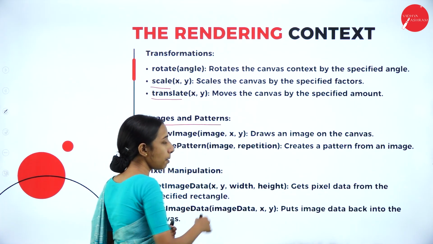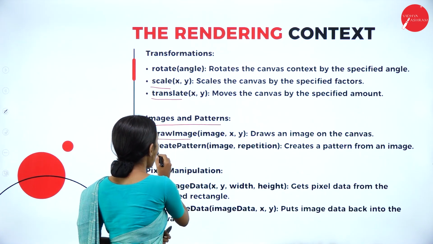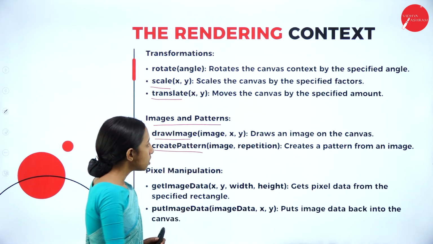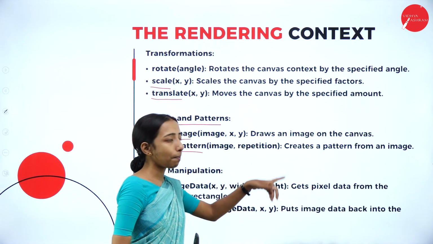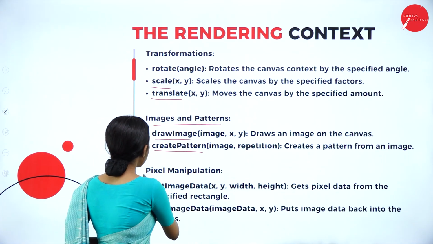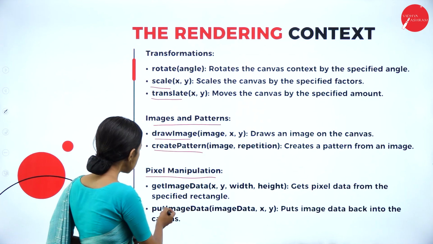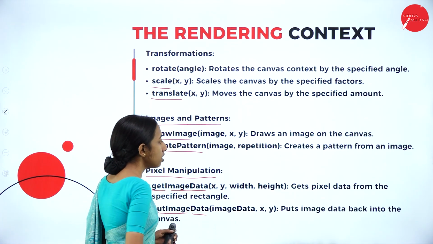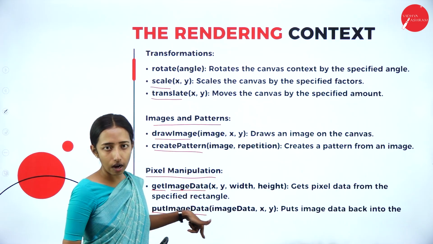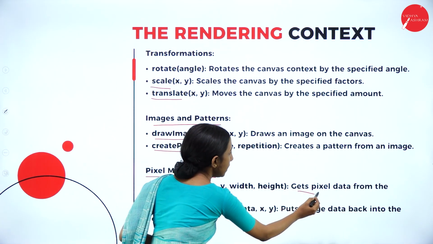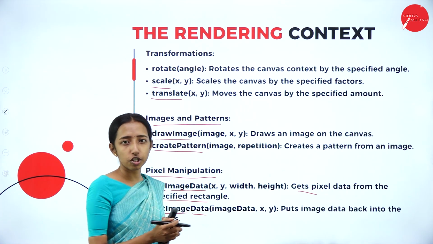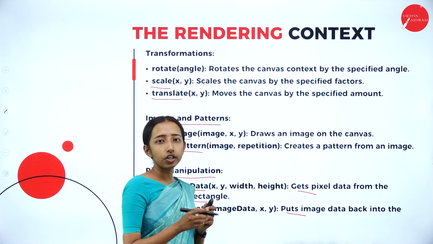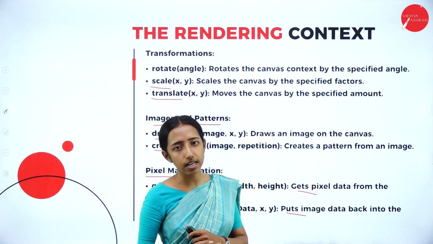Next, images and patterns. Here drawImage and createPattern are the two methods we use for images and patterns. This is used to draw the image and create the pattern on the canvas. Next, pixel manipulation. Here getImageData and putImageData. Pixel manipulation is also available. This will get pixel data from the specified rectangle or shape that you want, and putImageData puts the image data back into the canvas.